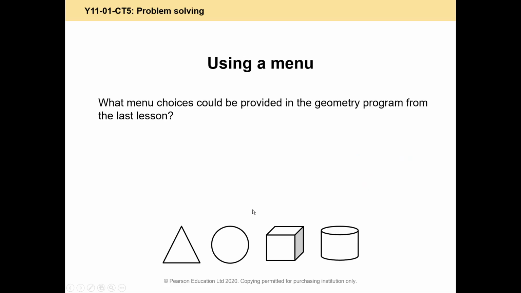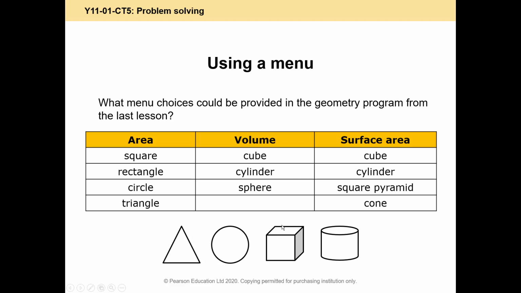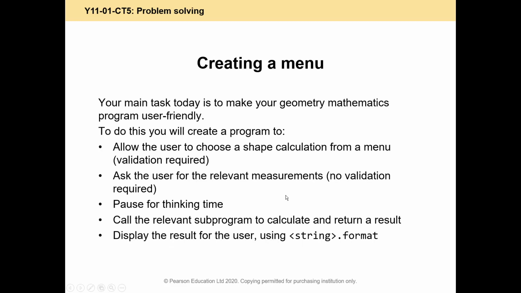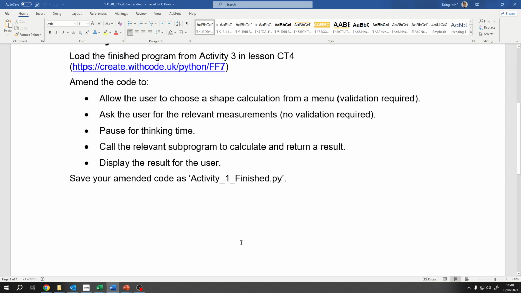We want a menu so that the user of the program can say, I want to calculate the area of a triangle or the area of a circle or the surface area of a cube or the volume of a cube, any of those. So we want to be able to potentially calculate all of these things. So how do we do that?